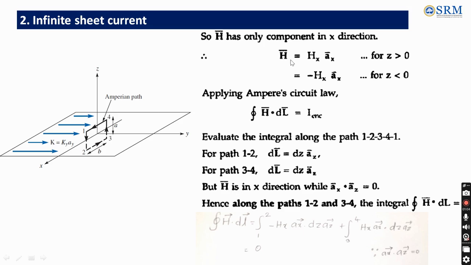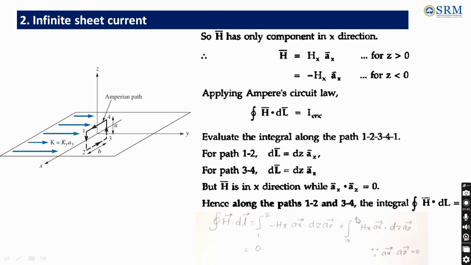But we saw that our H vector is in the x direction. So if I take the dot product of H and dl for the 1 to 2 path, is it greater than 0? No, it is less than 0 because it is flowing downwards. So it is minus Hx Ax dot, for dl I have to apply dz into Az. Since the dot product of different unit vectors is 0, this part is 0.